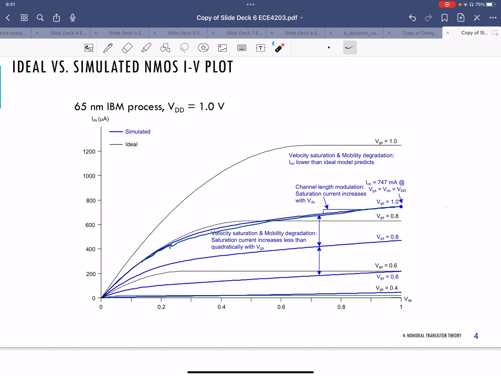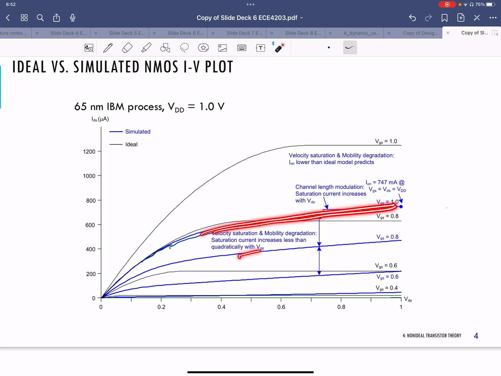This is an example of a 65 nanometer process with a supply voltage of 1 volt, showing the drain current versus the drain voltage. You immediately see some differences. One is that in saturation the curve isn't flat. The black is the ideal, and the blue is the non-ideal, and you can see it doesn't really go flat.